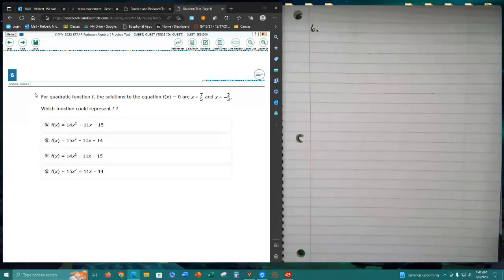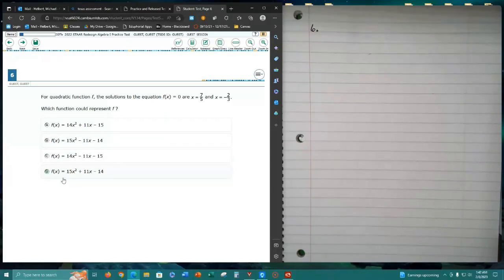Here on number 6, notice it says for quadratic function f, the solutions to the equation f of x is equal to 0 are x is equal to 7 over 5 and x is equal to negative 2 over 3. Which function could represent f? So notice that they are giving us two solutions here, right? They said that the solutions to the equation f of x is equal to 0 are 7 over 5 and negative 2 over 3. So I want to know which one of these has those solutions.